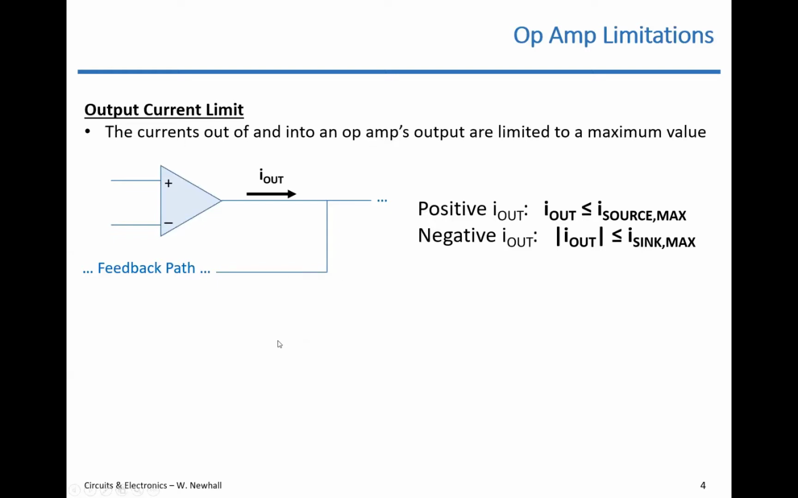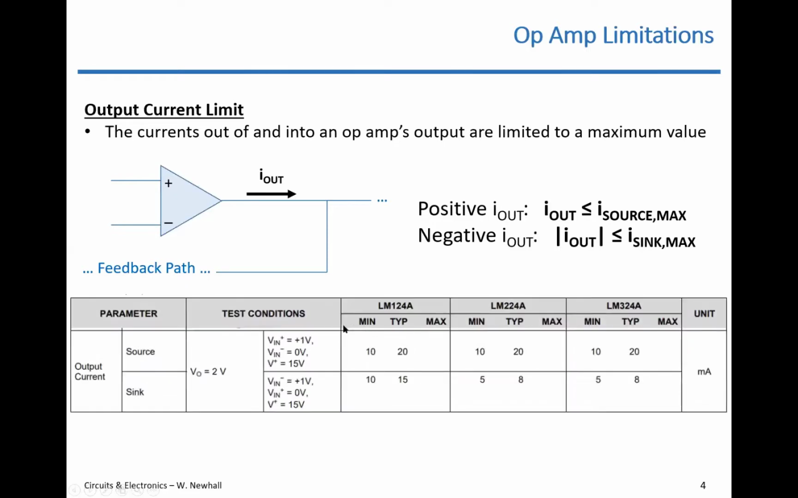So an example out of a data sheet is this. This is the LM324 op amp and its cousins here. So the output current that it can source at a 2 volt level. It was tested at 2 volts output. It can source minimum 10 milliamps, typical 20 milliamps. Okay, there are variations chip to chip, but you're guaranteed at least 10 milliamps capacity output of current.